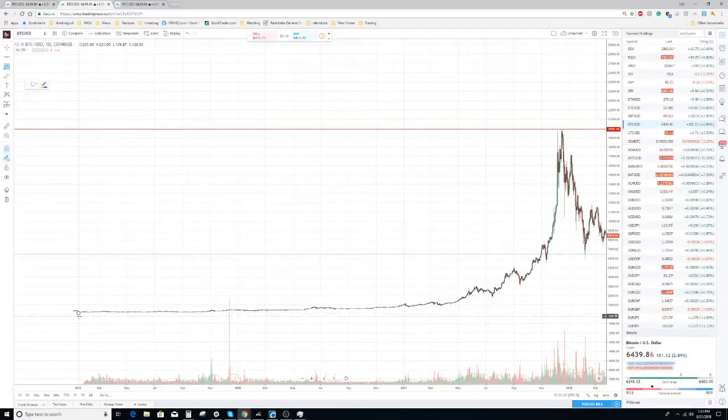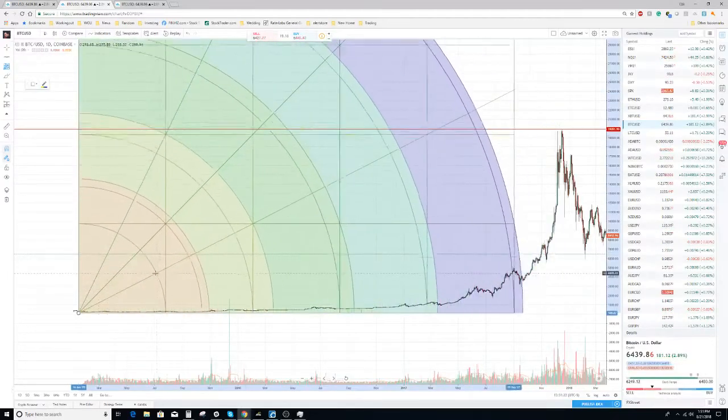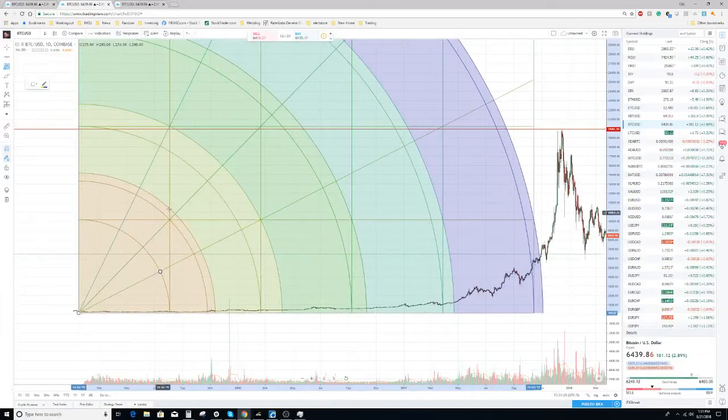Now I'm on the low. I'm going to click once. I'm going to move my mouse until this green middle line, this diagonal line, that's the 45-degree angle, intersects with the horizontal line.